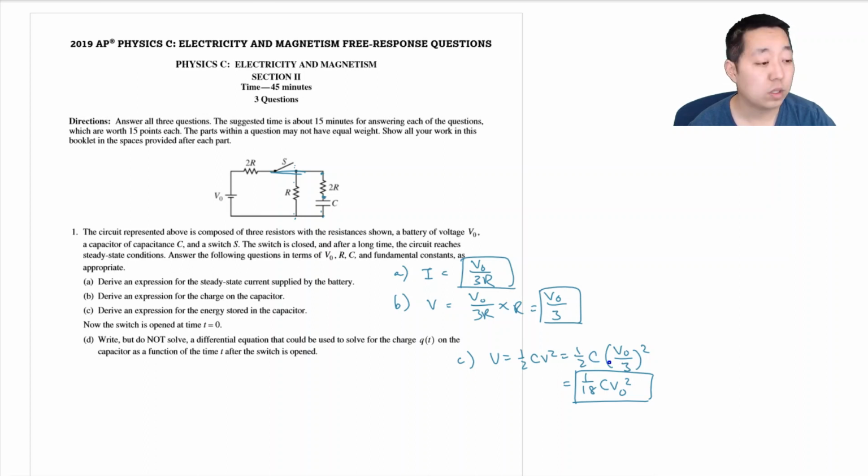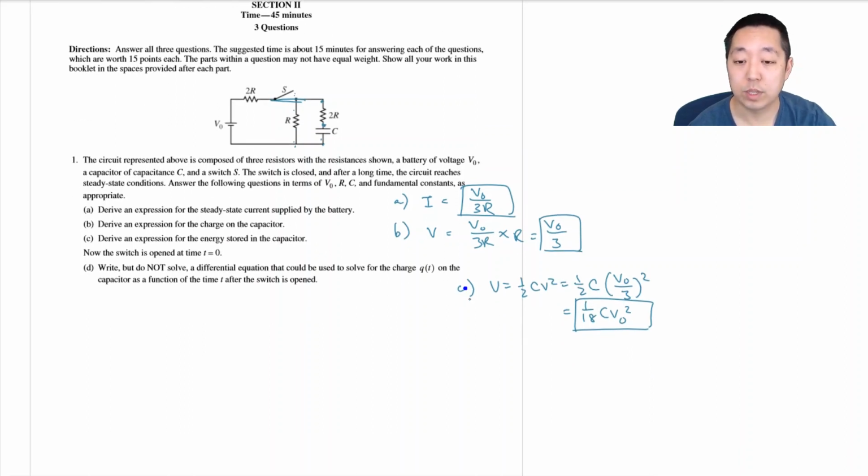CV squared. I don't know what I did in my solutions. Yeah, 1/2 CV squared. My solutions are messed up here. I don't know why I wrote the equation right, but then I just did something weird here.